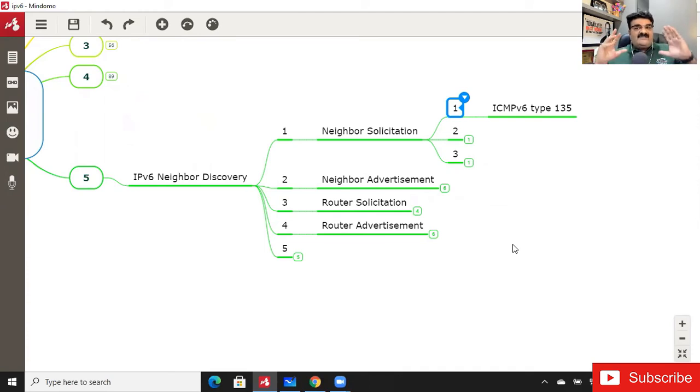Yeah, and it was there in the previous exam. Okay, they are asking a question about this: what is the ICMP version 6 NS packet type? It was in the previous exam. Okay, so keep this in mind also.